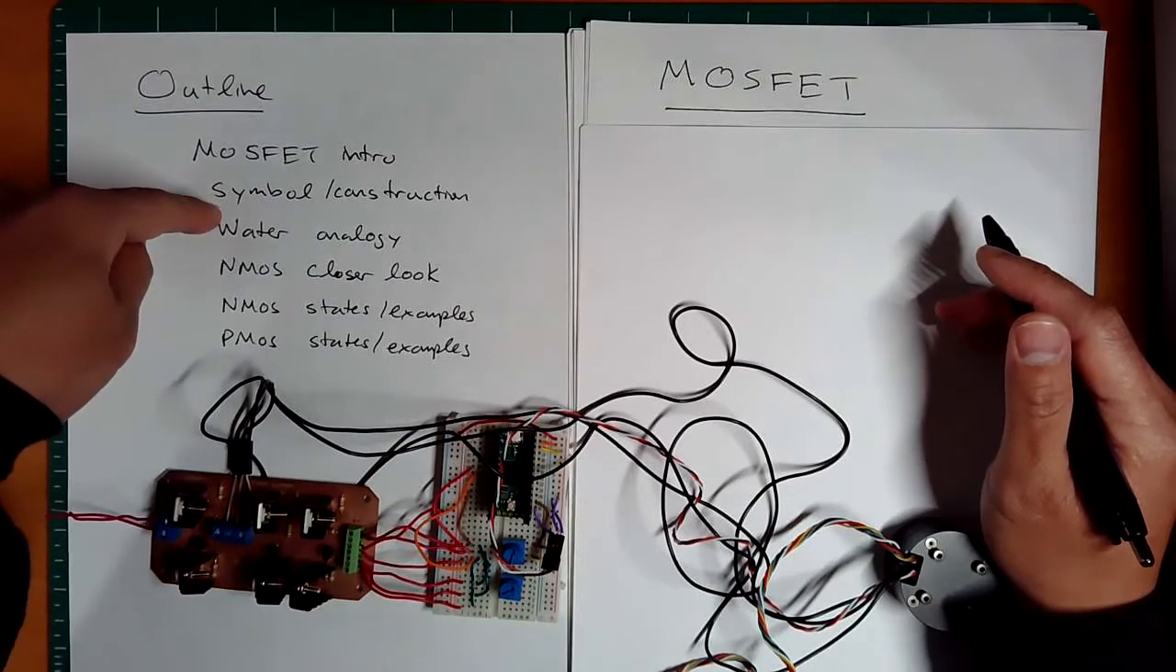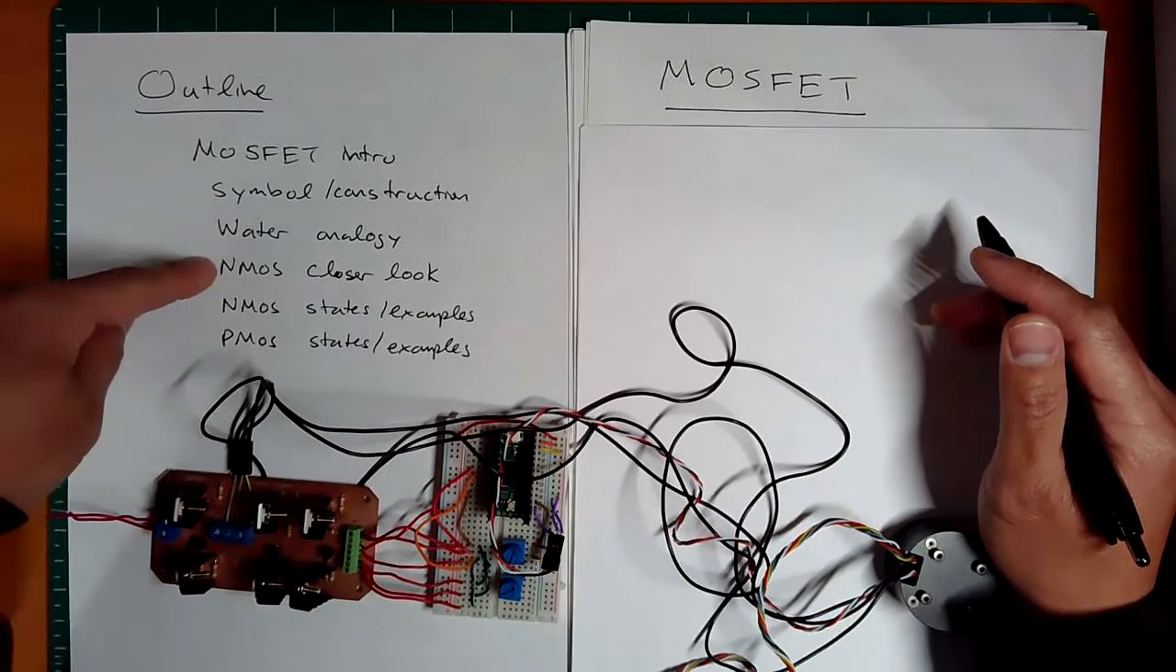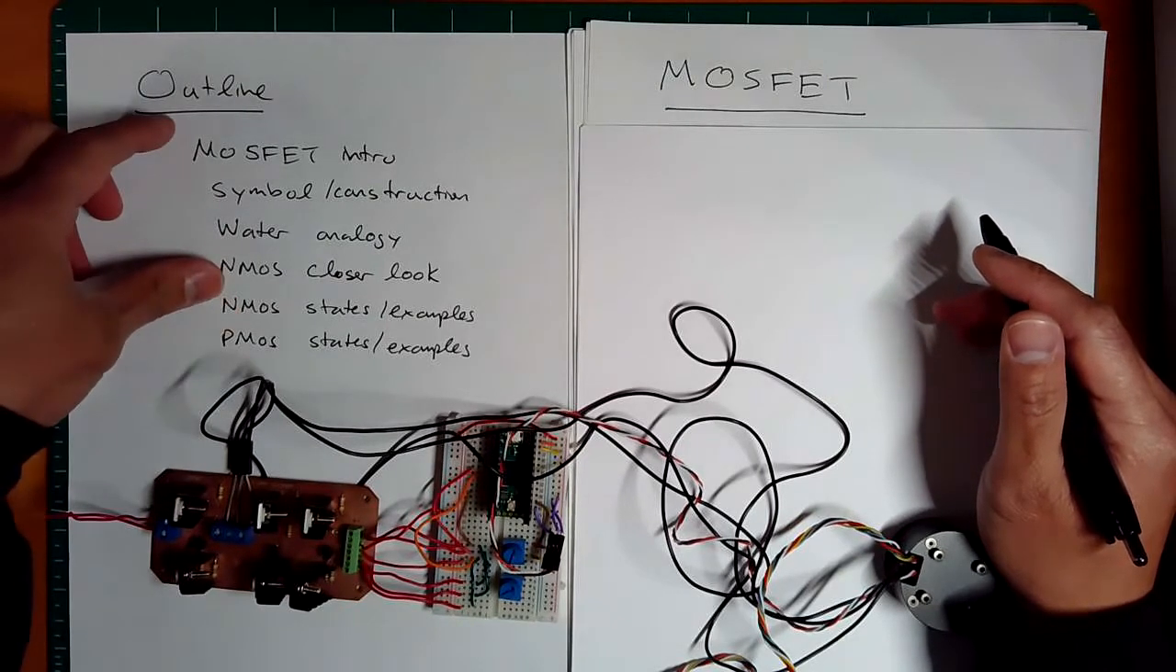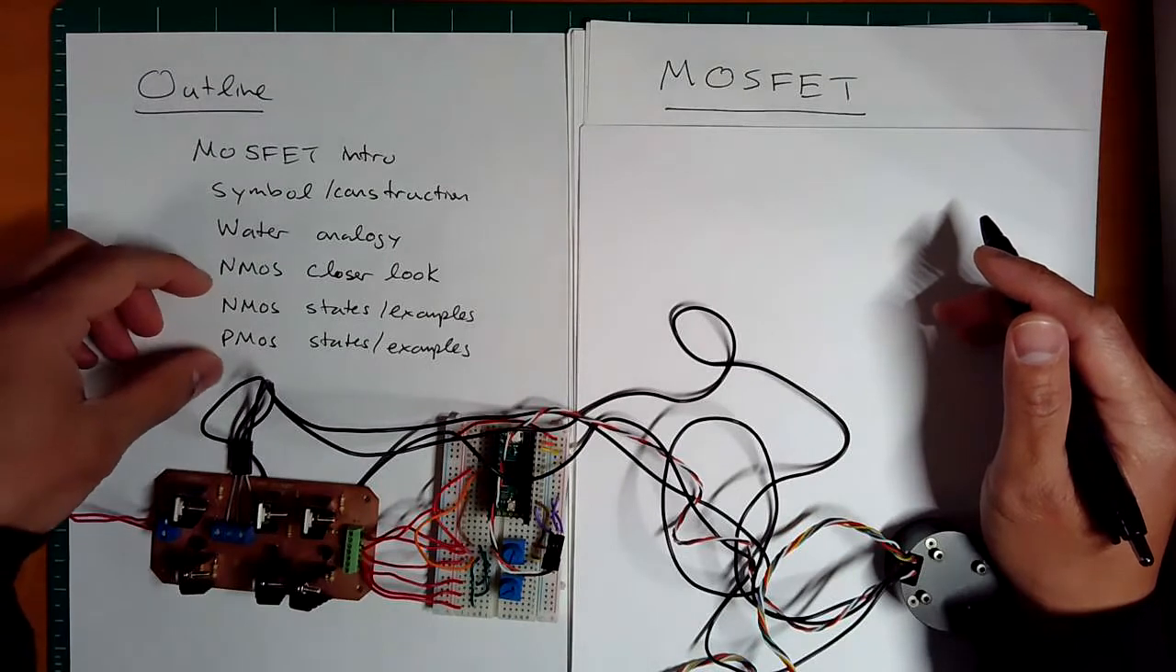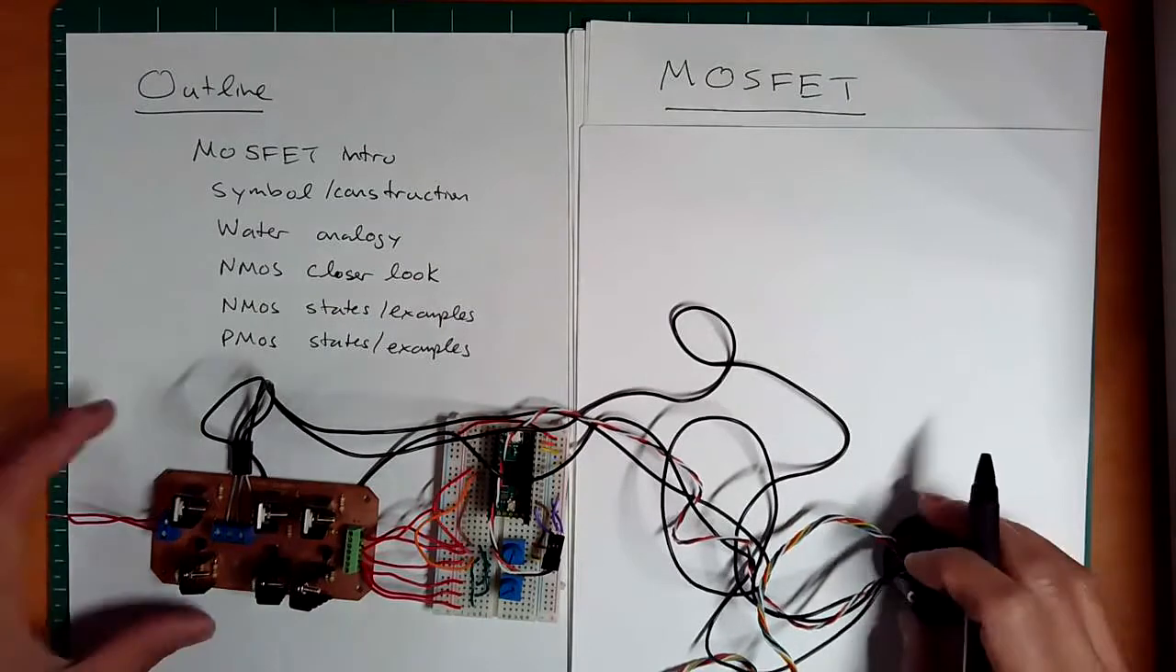We'll go over the symbol construction, get some intuition by looking at the water analogies, and then take a closer look at the NMOS specifically. In the second part, we'll break out the NMOS and PMOS and look at their states and examples. But let's just look at a MOSFET.